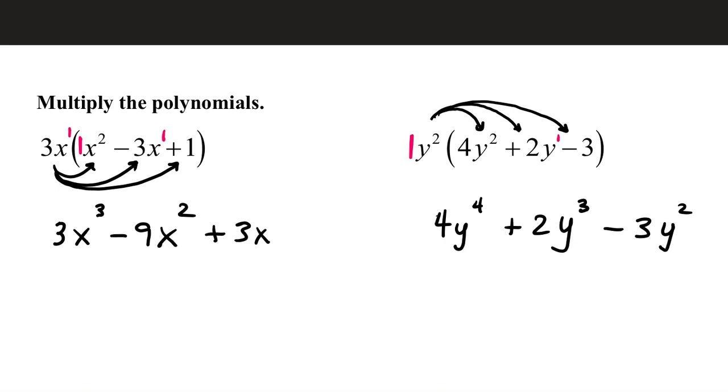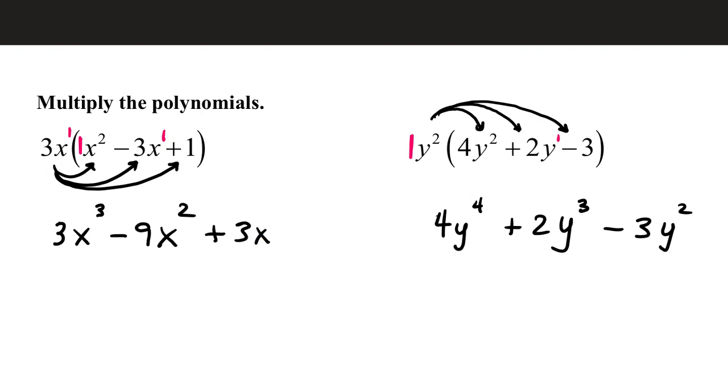Multiply the polynomials. We have 3x times x squared minus 3x plus 1. When you have a single term outside of your parentheses, you multiply with the distributive property, 3x times x squared. Your coefficients are 3 and 1. Those are multiplied. Your powers are 1 and 2. Those get added. Do that for each step. 3 times negative 3, x to the 1 plus 1. 3x times 1, that's 3x.